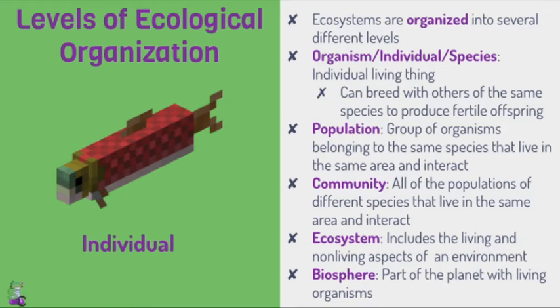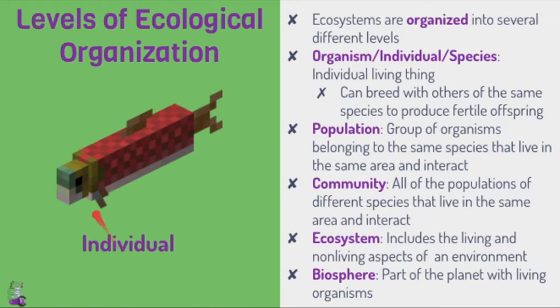So an individual is obviously an individual living thing that can breed with others of the same species to produce fertile offspring, and fertile means that they are able to have children. Individuals are not members of the same species if their members cannot produce offspring that can also have children. So obviously an individual organism should be able to reproduce with another individual organism of the same species and produce that fertile offspring.